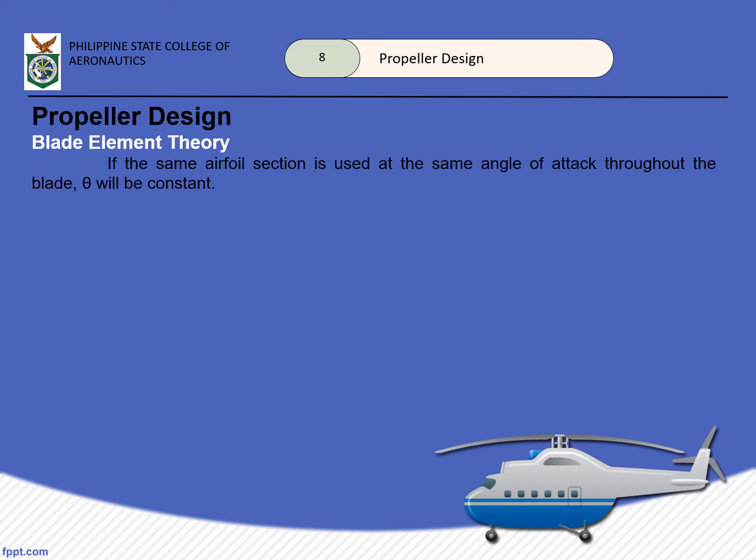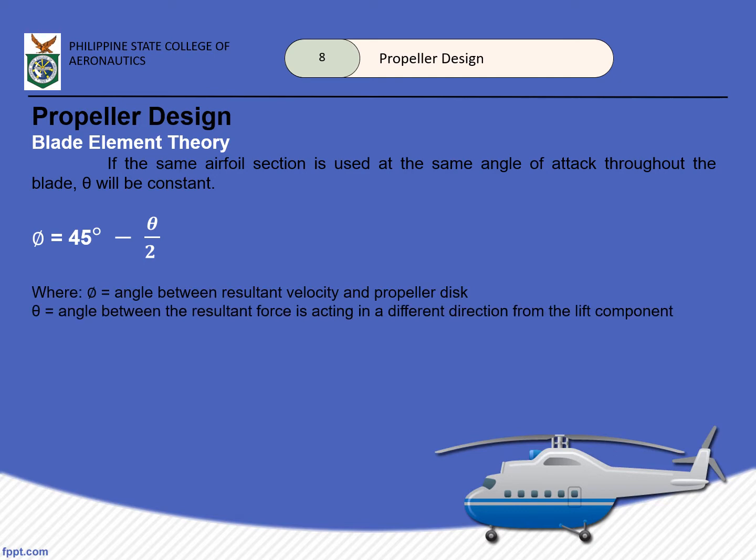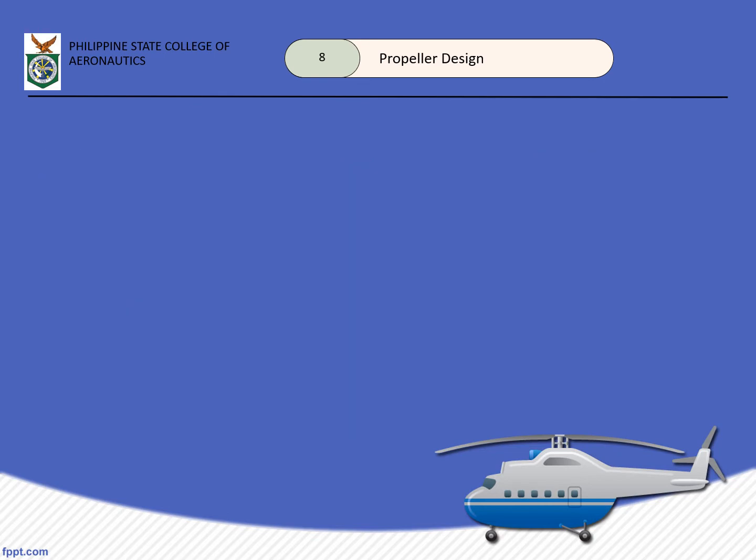So, if the same airfoil section is used at the same angle of attack throughout the blade, theta will be constant. So, we would be using this formula wherein you would be able to get the angle between the resultant velocity and propeller disc by subtracting half of the angle between the resultant force acting in a different direction from the lift component. So if you subtract that from 45 degrees. Okay, to further understand the relationship between the two angles, let's have an example.